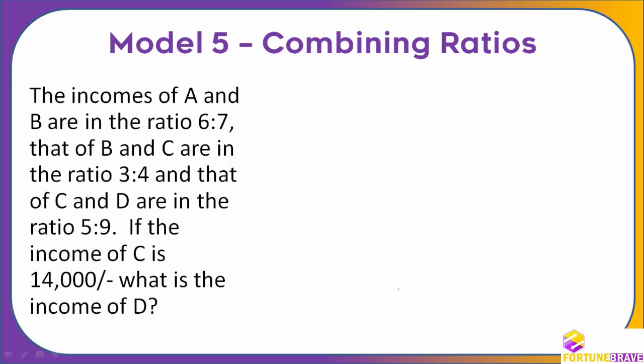Okay, so let us go to the next question here. Let us see what is new in this. The incomes of A and B are in the ratio 6 is to 7, and that of B and C are in the ratio 3 is to 4, and that of C and D are in the ratio 5 is to 9. See my dear friend, there are now 3 ratios, not 2. If the income of C is 14,000, what is the income of D? Okay, let us see this one. So we will try to deal with this question as well.